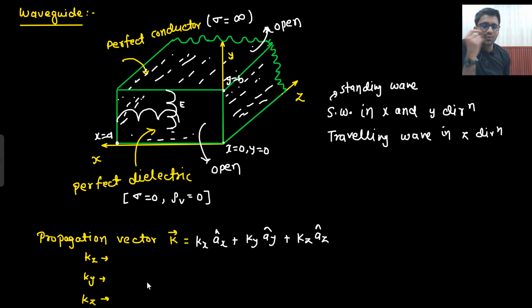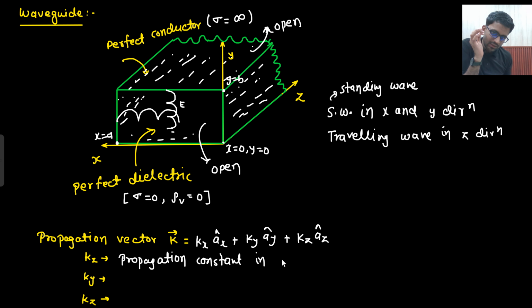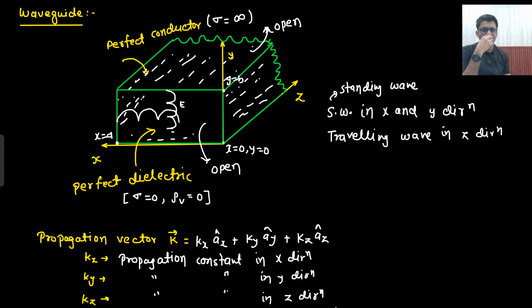So what do you think? What will you call kx? Kx is your propagation constant or wave constant, whatever you want to call it. Propagation constant in the x direction. Now the same goes for ky, propagation constant in the y direction. They are also known as separation propagation constants, and you can find different names in different textbooks. And this is the propagation constant in the z direction.